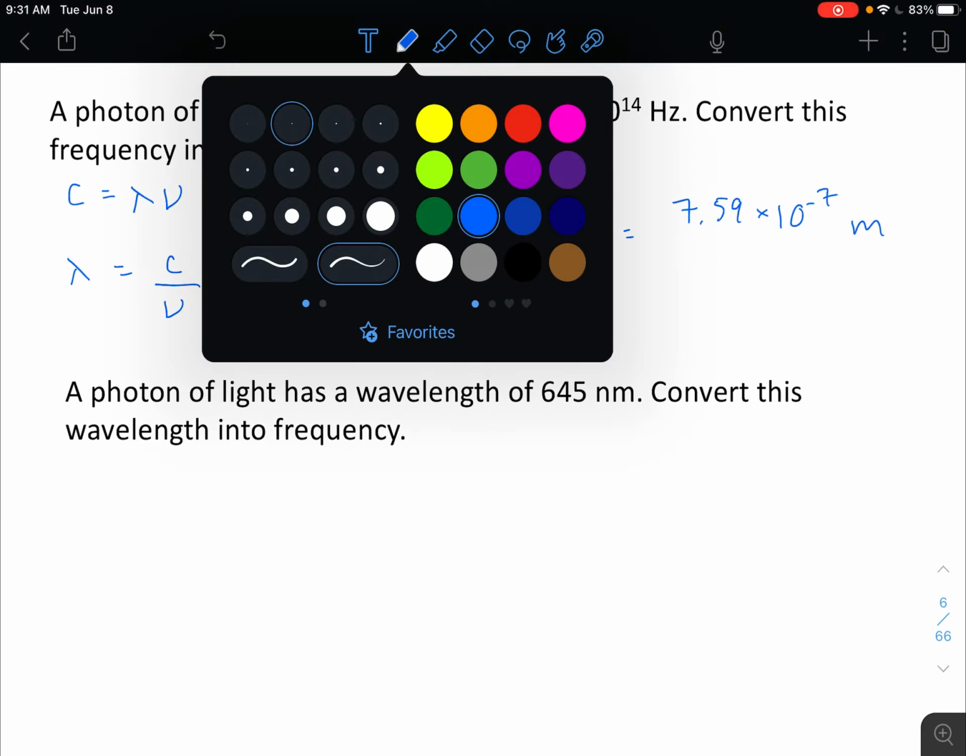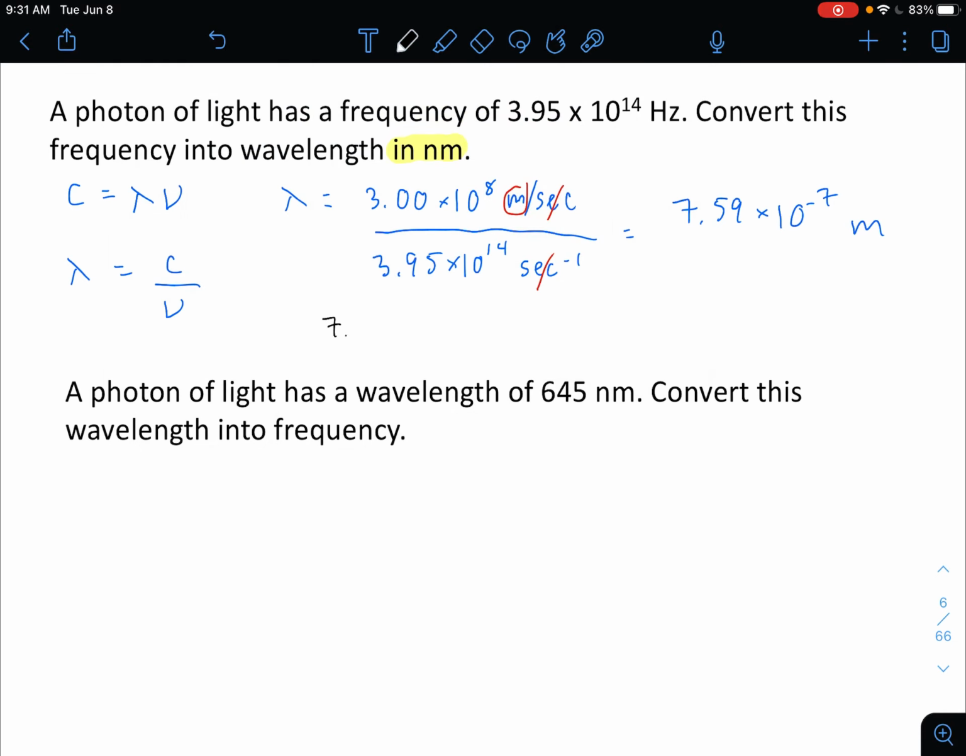So to do that, 7.59 times 10 to the -7 meters. Really, I'm just moving 9 places to the right, 10 to the 9th nanometers per meter. So that'll become 759 nanometers. So red, depending on your vision, ends somewhere between 700 and 750 nanometers. So this would probably just be into the infrared region, meaning we wouldn't be able to see it.